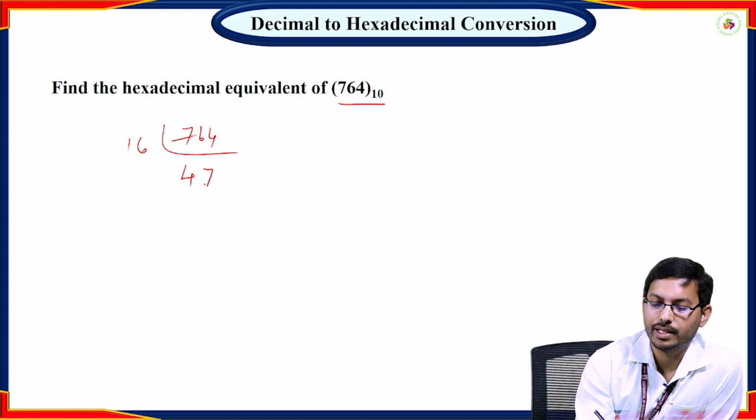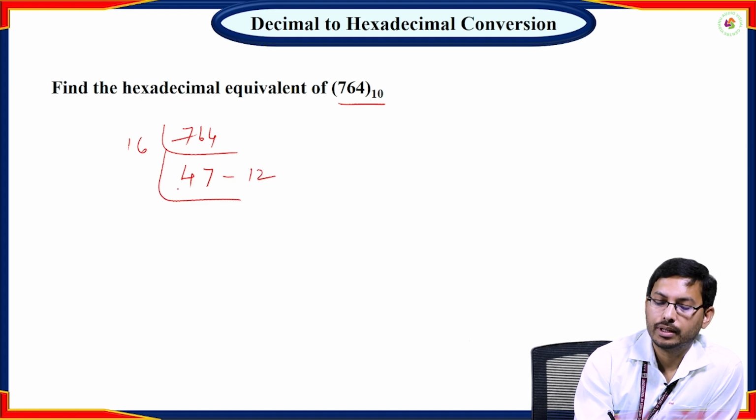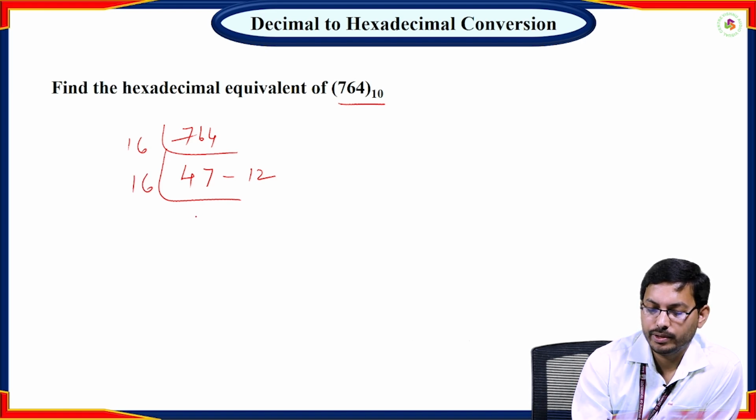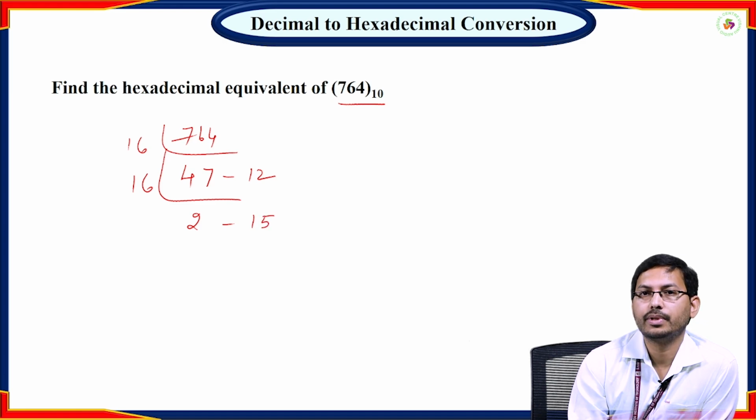So 16 7s are 112. So the final remainder is 12. So again divide this 47 by 16. So 16 2s are 32 and you can get the remainder as 15.